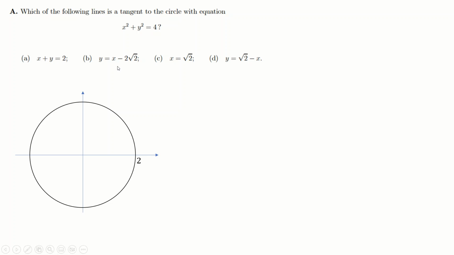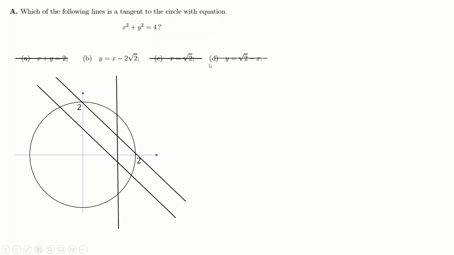Now you could do lots of fancy algebra here, or you could just draw each and every one of these. This has y-intercept of 2 and gradient minus 1, but a 2 is here, gradient minus 1 takes you down there, so that's clearly not a tangent. This here could be, because it's got a y-intercept down here somewhere, and the right sort of gradient. Let's leave it for now. This one here is a vertical line at root 2, clearly not a tangent. And this one here has a y-intercept of root 2 as well, negative gradient, clearly not a tangent either. And so we're down to this one, which looked good just when we were sketching on our heads, and is in fact the correct answer.